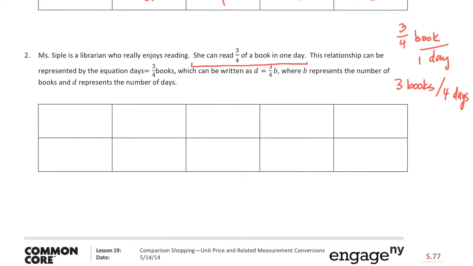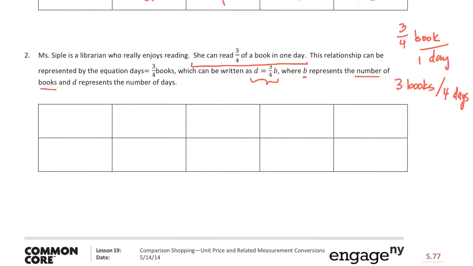Okay, so then what we got here is they're doing the same thing, taking that rate and converting it over to an equation. So if D represents the number of days, then the equation is D equals 3/4 times B, where B, okay, is the number of books.